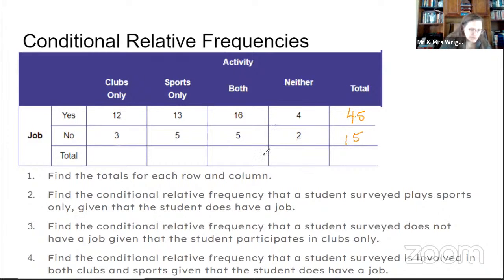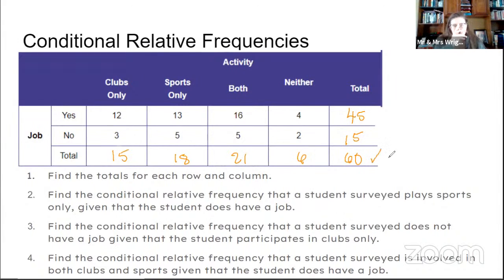12 plus 3 is 15. 13 plus 5 is 18. 16 plus 5 is 21. And 4 plus 2 is 6. So 45 plus 15 is 60. And now I'm going to add across the bottom and make sure it still adds up to 60. So 15 plus 18 plus 21 plus 6 is 60 as well, and it verifies.